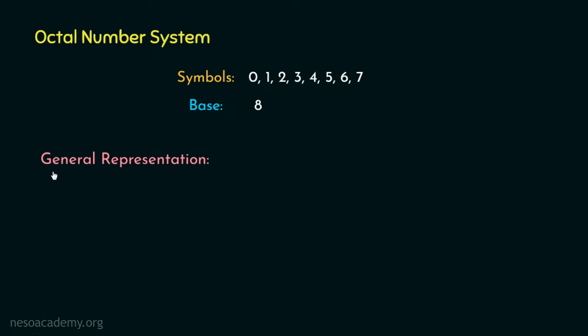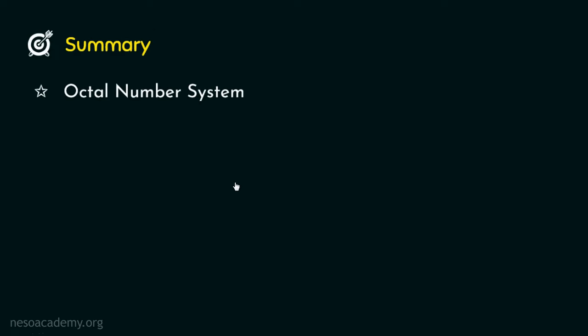Now coming to the general representation, consider a 5-digit octal number. Now all these places can have any symbols from 0 to 7. And being octal, the base of the number would be 8. And the place values will be 8 raised to the power 0, 8 raised to the power 1, 8 squared, 8 cubed, till 8 raised to the power 4. So in this session, we learnt about the octal number system and the relationship it has with the binary number system.